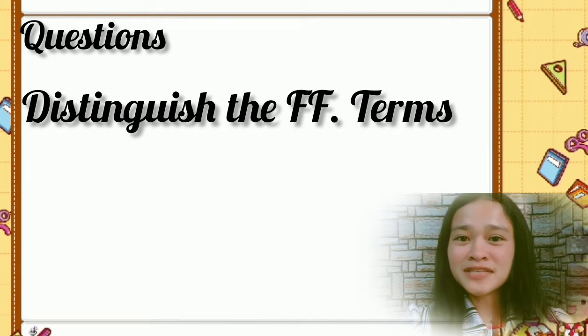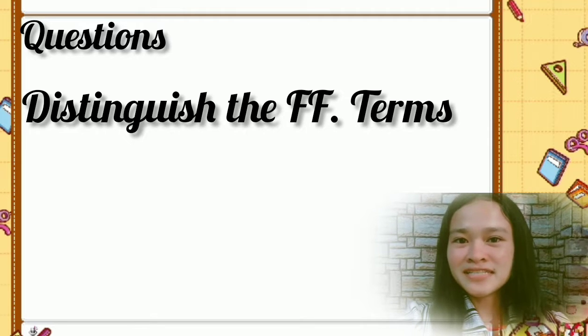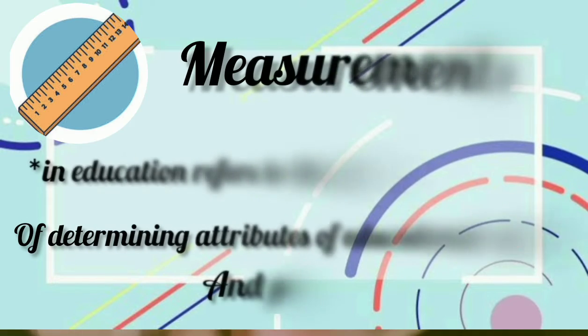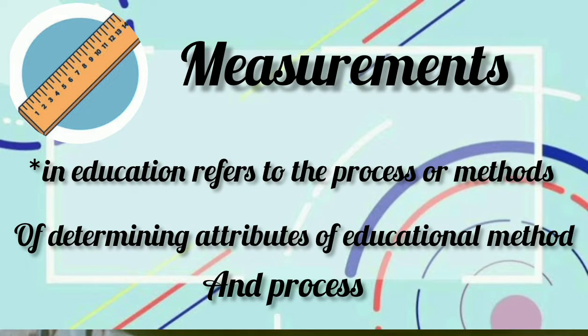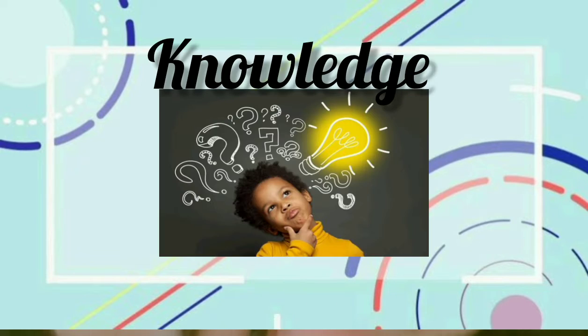The first question is, distinguish the following terms. Number 1 is measurement. What is measurement? Measurement in education refers to the process or method of determining attributes of educational methods and processes. It's the science and practice of obtaining information about characteristics of students, such as their knowledge, skills, abilities, and interests.